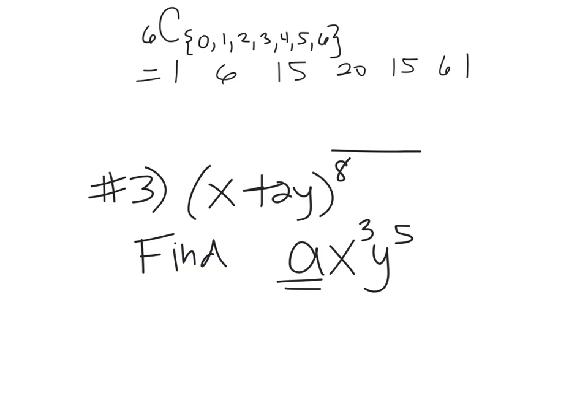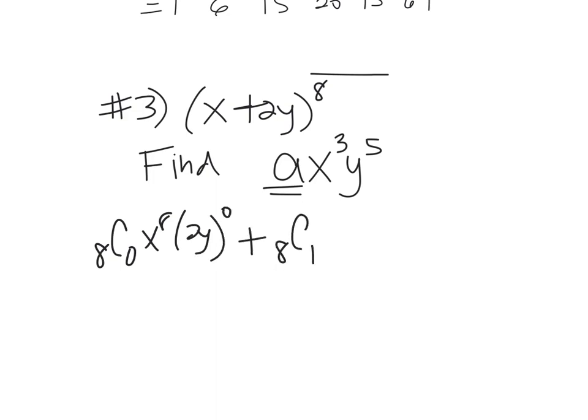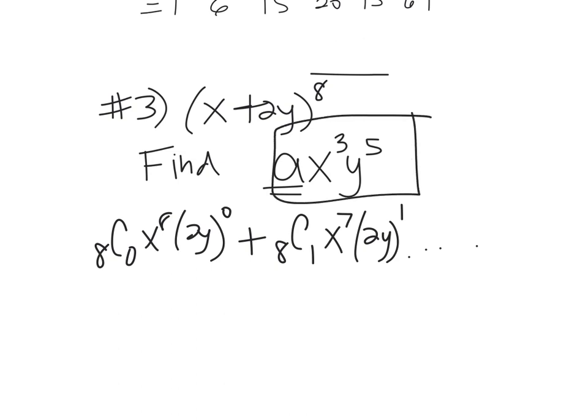If I were to take this and do the whole thing, it would be 8C0, x to the 8th power, 2y to the 0. The next term would be 8C1, x to the 7th, 2y to the 1st power, and so on. I want to find out what this term is going to be in that whole string of things. That's way down the line, isn't it? You're not going to have to find them all. You can go straight to that one. Here's how you do it.